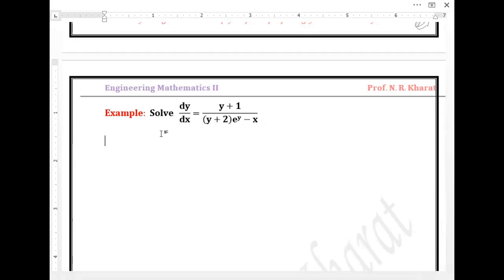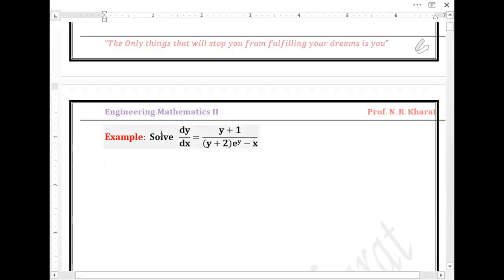This example is not in variable separable form, because the coefficient of dx is not only a function of x, and the coefficient of dy is not only a function of y. So the given example is not in variable separable form, and we cannot find the solution by using the variable separable method. Then what do we have to do? We have to check whether the given differential equation is exact or not.